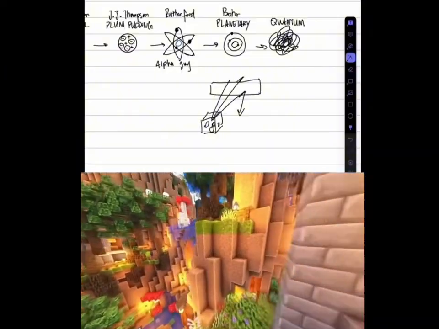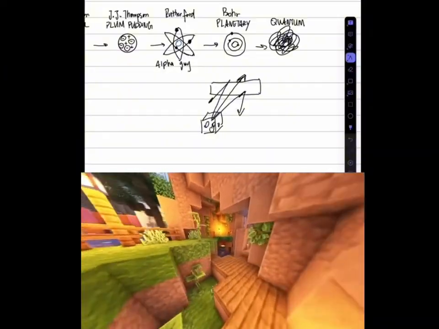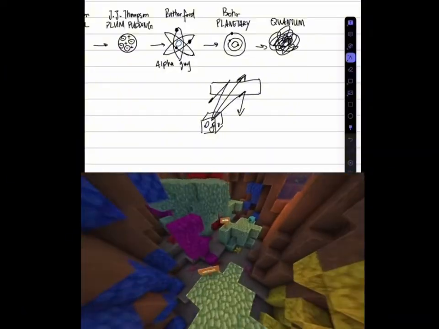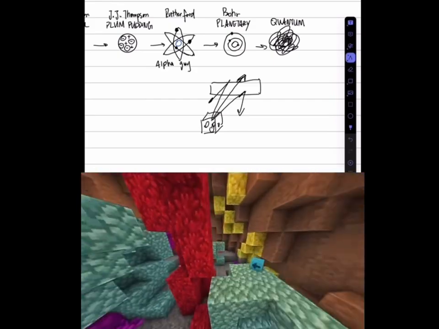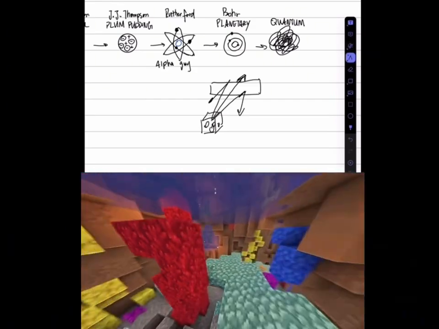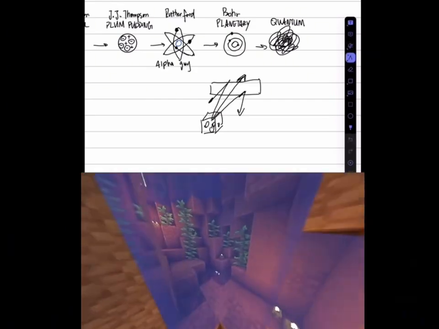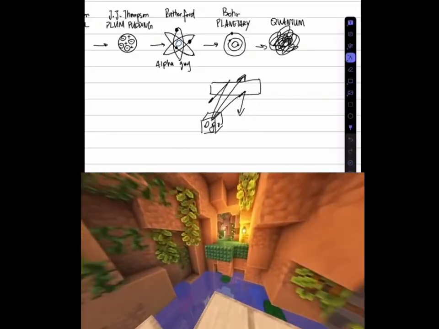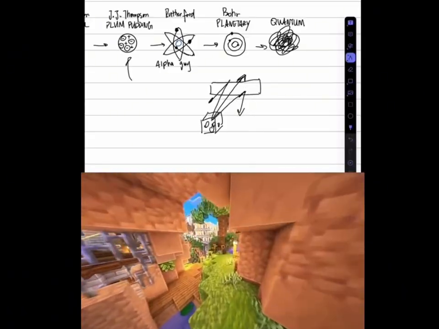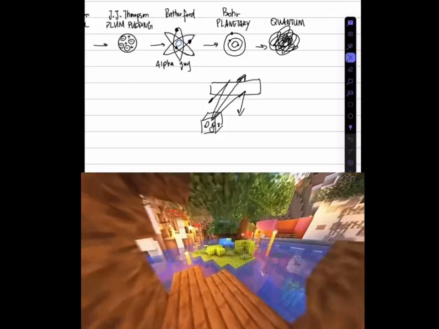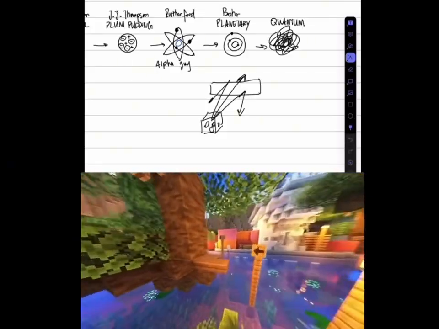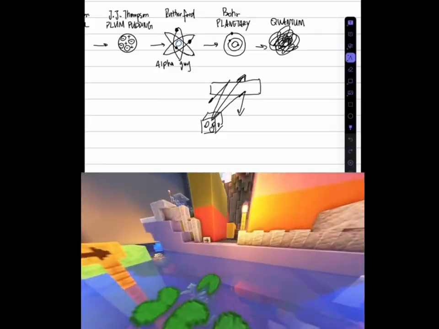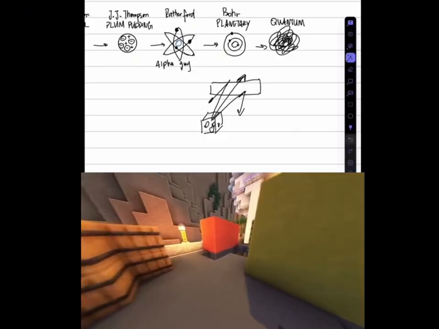And so this led him to theorize, why are some of them passing through, but some of them are bouncing back? Because, technically, if we followed the plum pudding model, nothing should go through, right? Because there's no space in it. But then he found out that some of them went through, which means that there's got to be space in between. So that's how he came up with this model.